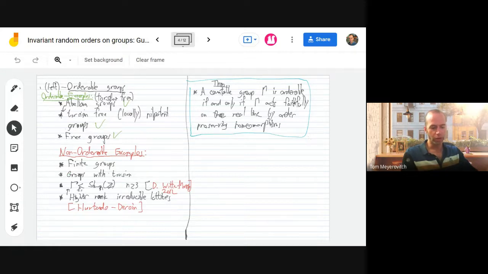Now, so these are sort of the trivial reasons. And then there are many, many more complicated obstructions for orderability.